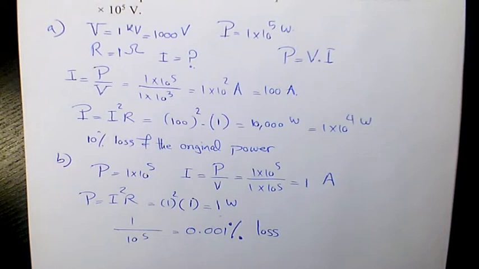So that means having a high potential difference and a low current is going to be much more efficient. So to increase the potential difference and to have low current is going to make it more efficient, and we're going to have less power loss.